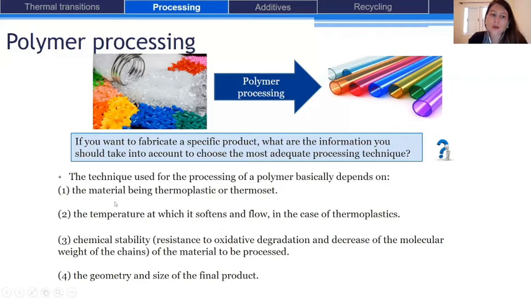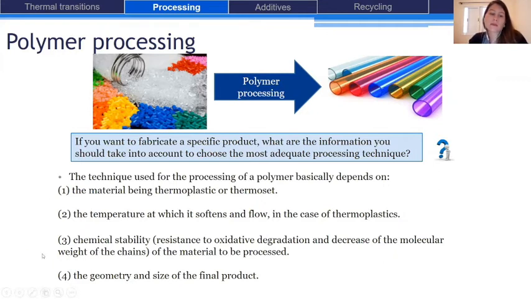So first of all, we have to know if the material to be processed is a thermoplastic or a thermoset, because we saw that the structure is different and the thermal properties are different. Then we should have a look at the temperature at which the material is softened or at which it flows in the case of thermoplastics. So we should have a look at the TG if it's an amorphous polymer, or we should have a look at the melting temperature.